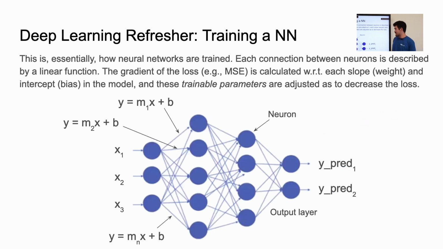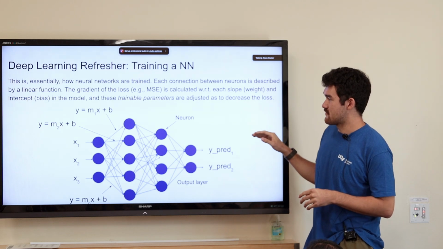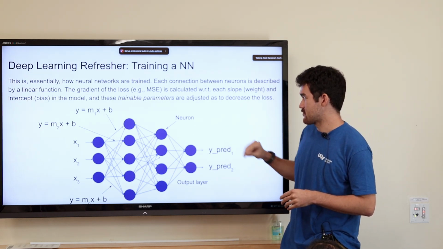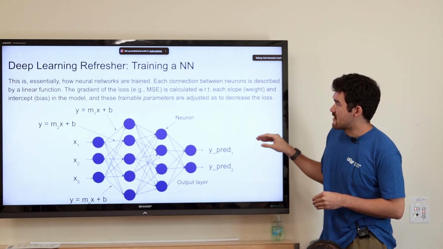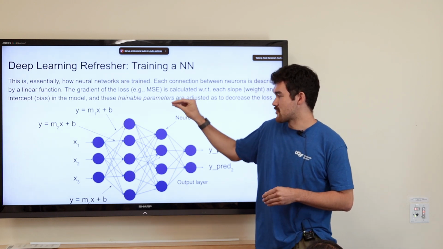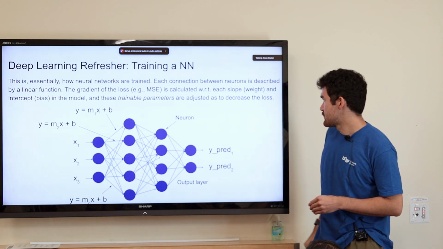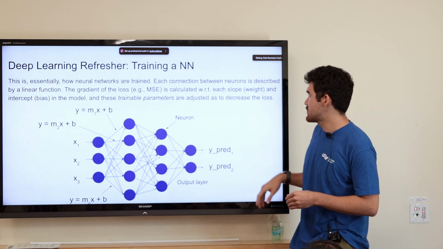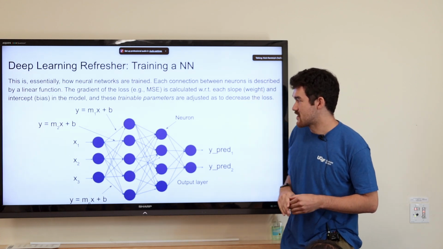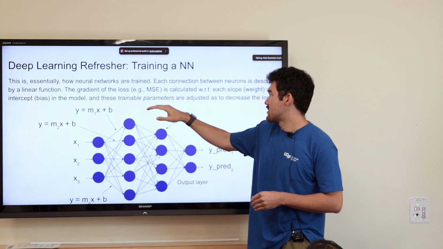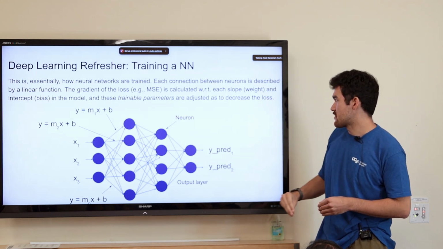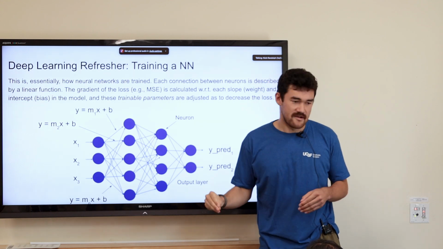And this is essentially how all neural networks are trained. So each connection between neurons is described by a linear function, and the gradient of the loss, in our example before mean squared error, is calculated with respect to each of the slopes of the equations describing the connections between neurons, and each intercept. We often refer to these as weights and biases in the model. And these trainable parameters are iteratively adjusted so as to decrease the loss.